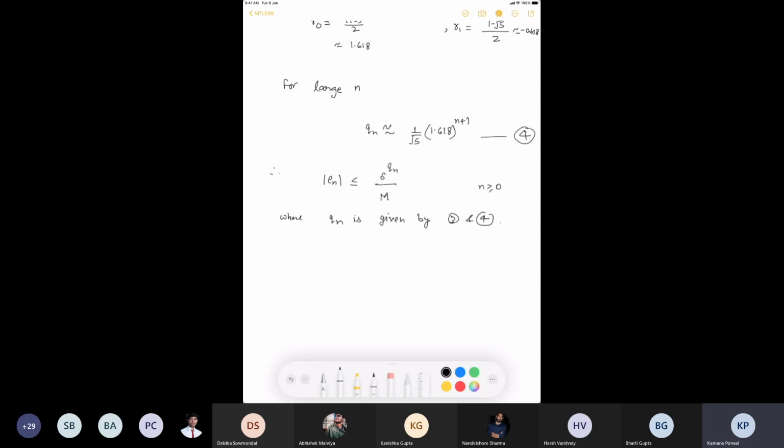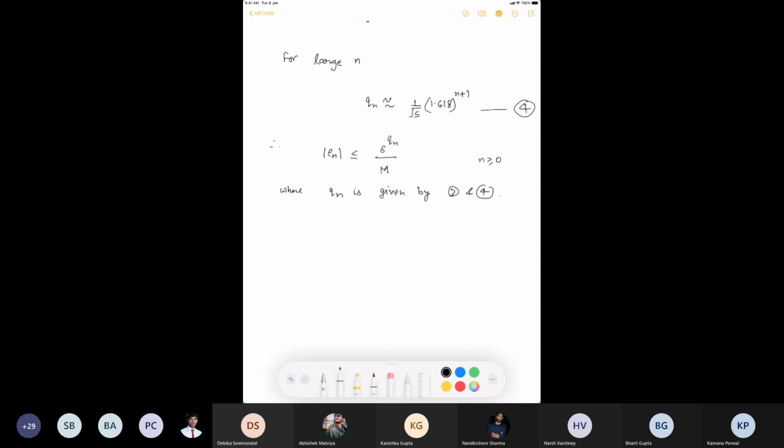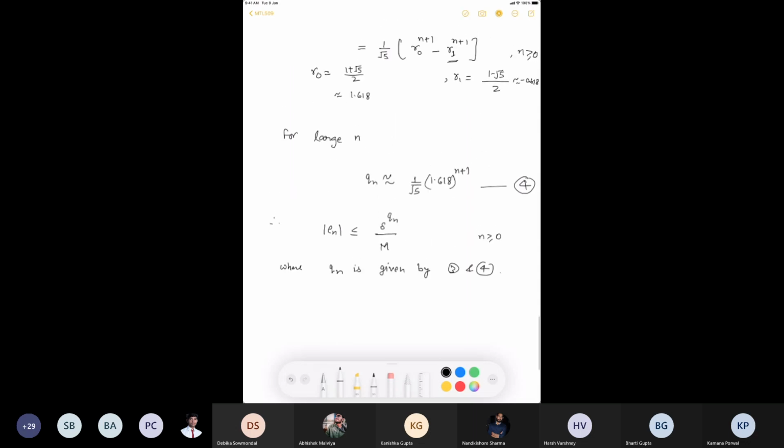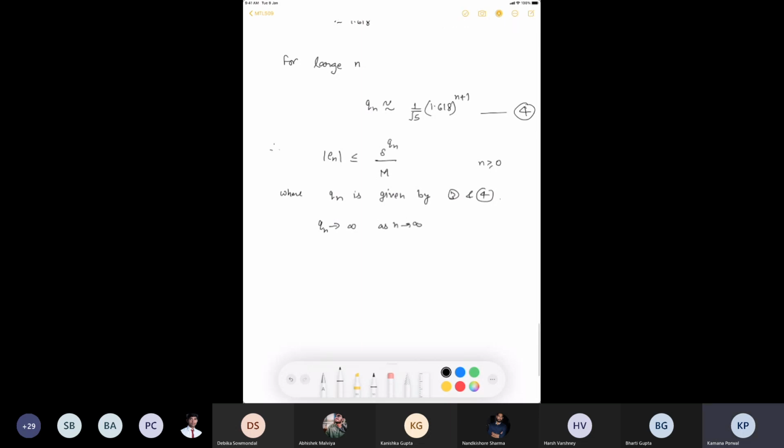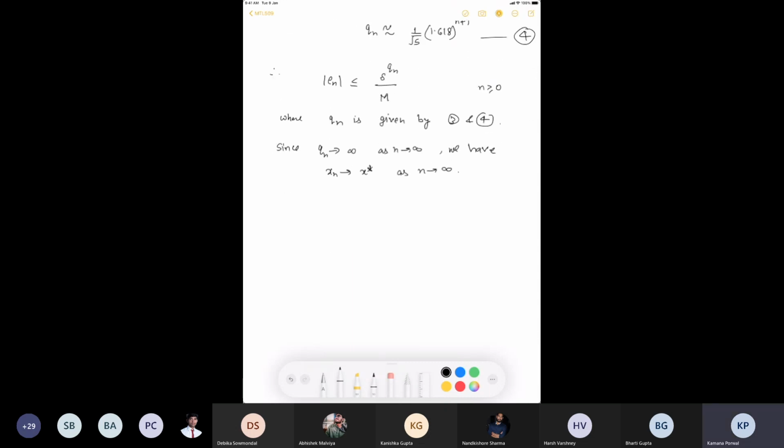So now what can you say about the convergence of this sequence? What will happen to the sequence Qn as n tends to infinity? Where will it converge? You can check that the sequence Qn is going to converge to infinity as n tends to infinity. Delta is strictly less than 1, so that will imply that En is going to 0. This means that Xn is going to X star. So we have got that the sequence Xn converges.